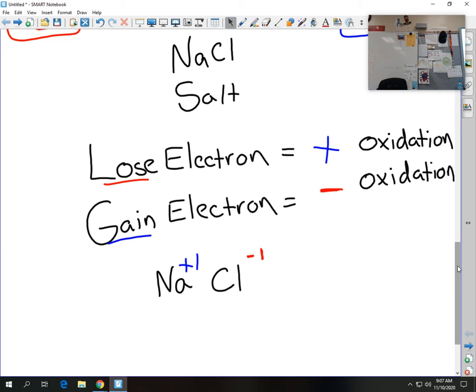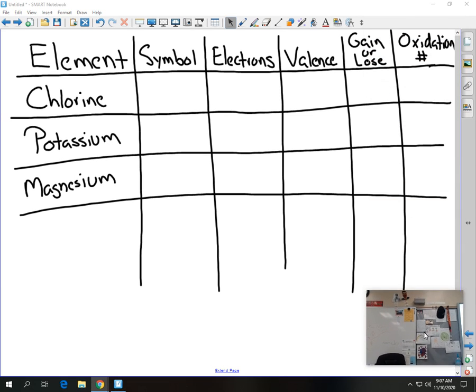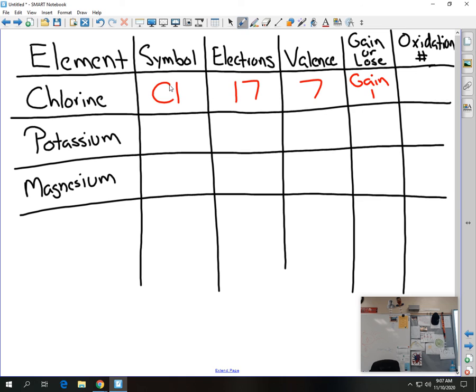All right, you have a paper that is attached there in classroom, and on the paper you need to fill out the information that you see here. You need to put in the symbol for chlorine, which is Cl. Chlorine has 17 electrons. It's in 7A, so that means it has 7 valence electrons. It would like to gain 1 electron. Remember, if you gain an electron, that makes you more negative, so its oxidation number becomes -1. We did that one in the notes.